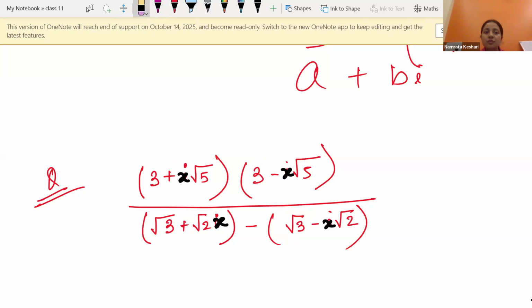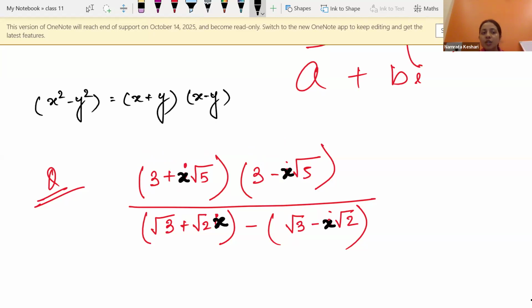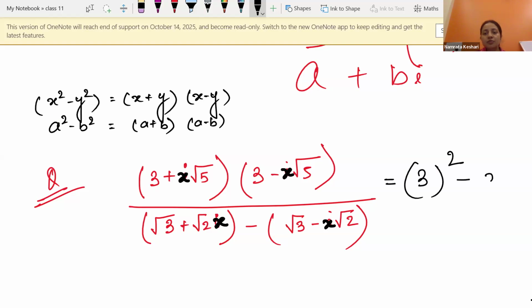Yes, ma'am. Have you seen this formula? X square minus y square is x plus y in one bracket and x minus y in another bracket. Or maybe you must have learned it like this, a square minus b square is a plus b in one bracket and a minus b in another bracket. Does your numerator look like the RHS part of the formula? If it does, then we can use the formula. We can say it will be 3 square minus x root 5. I will replace this x with i. Just for you to be comfortable, I have written x over here. Is it making sense, the numerator's part?